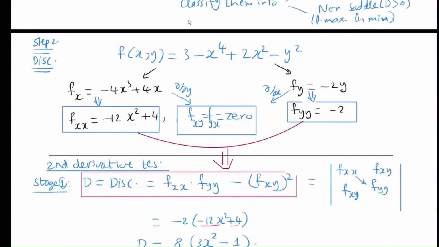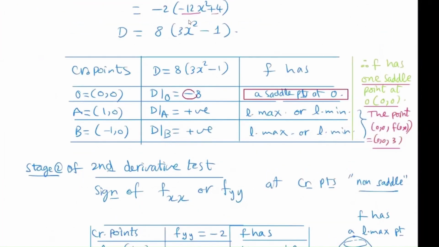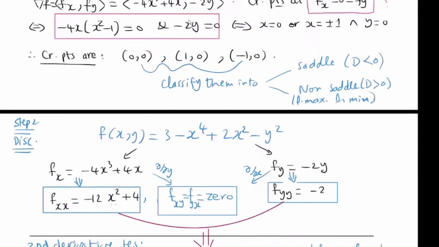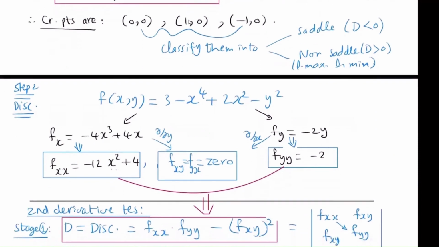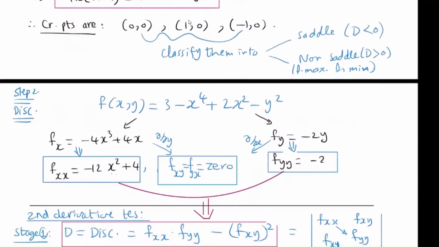We prepared our discriminant, 8 times the bracket 3x squared minus 1. We have the critical points. We have 3 points: 0, 0; 1, 0; and minus 1, 0. These are the 3 points. You got them? Yes. Okay, let's call them O, A, B.